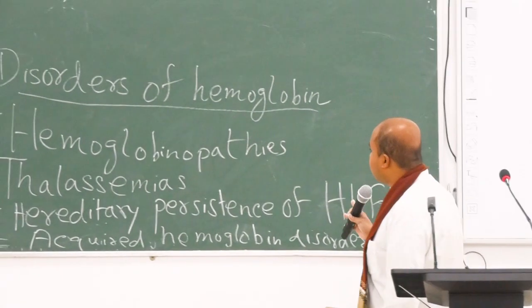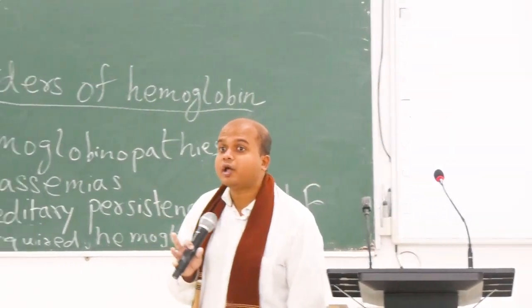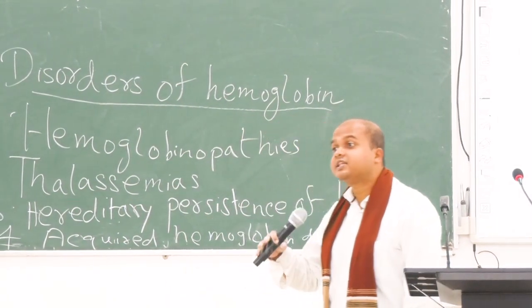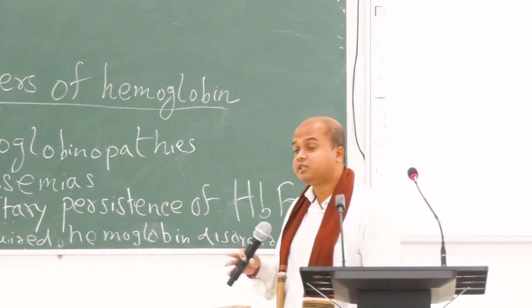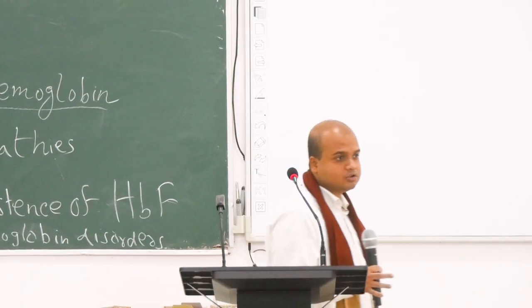So hemoglobinopathies, thalassemias, hereditary persistence of hemoglobin, these three are all usually congenital, present from birth. May be expressed at a later stage of life or from very early life, but these are congenital. And the last one is acquired hemoglobin disorders. That means acquired at a later stage of life. Like one example we have already spoken of: carbon monoxide toxicity. That is not present from birth.